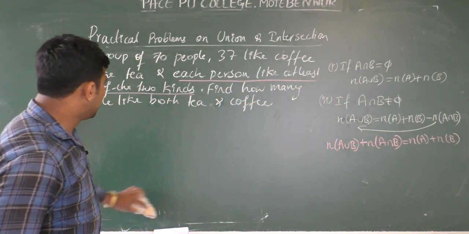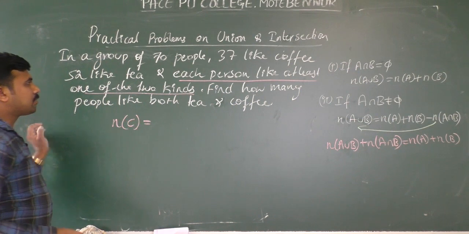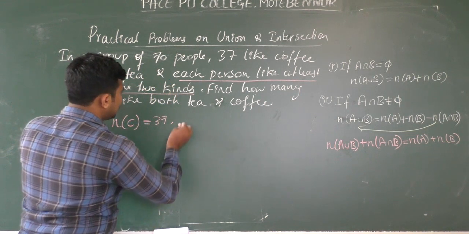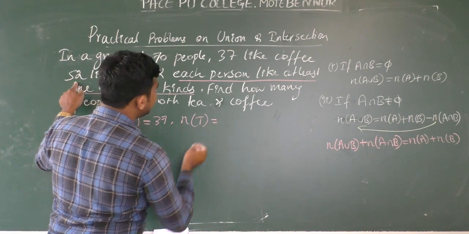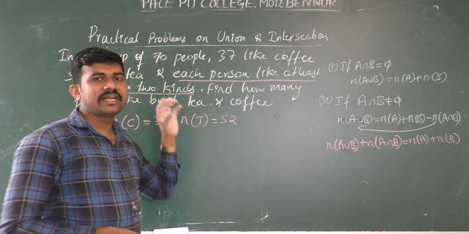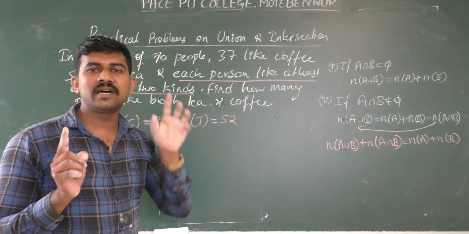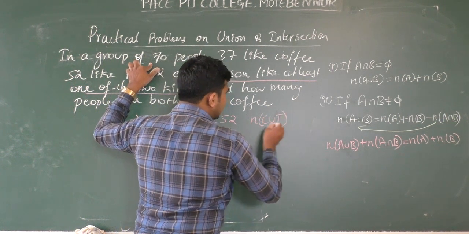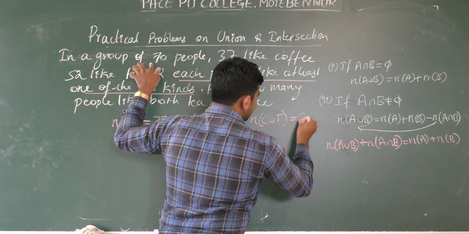Number of people who like coffee, how many? 37. Number of people who like to drink tea, that is n of T, how many? That is nothing but 52. Now, since everyone will drink either tea or coffee, the universal set is nothing but the union, that is C or T. Either they like tea, or they like coffee. That means it is 70 here.